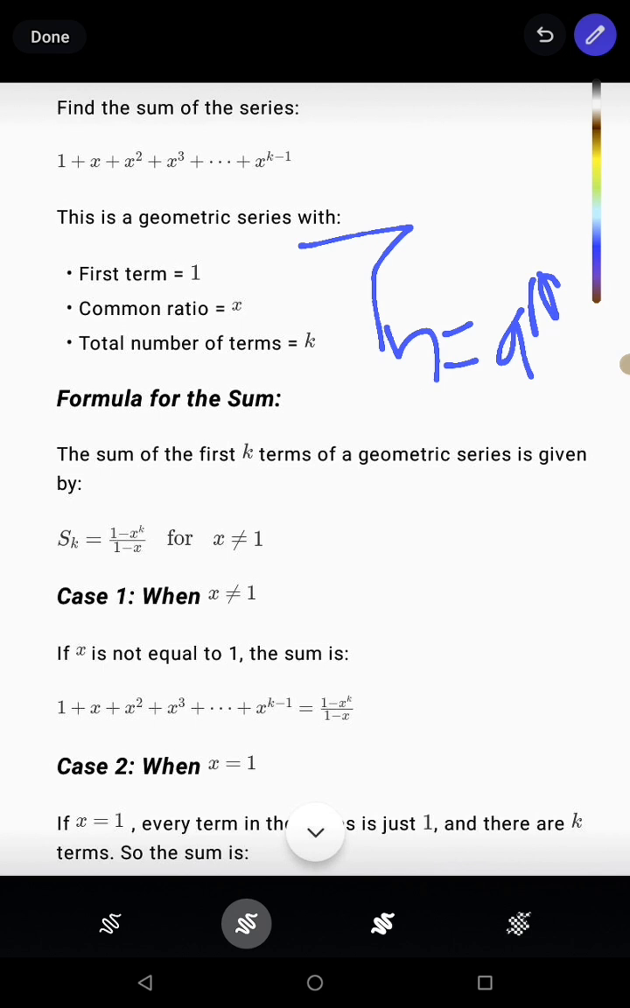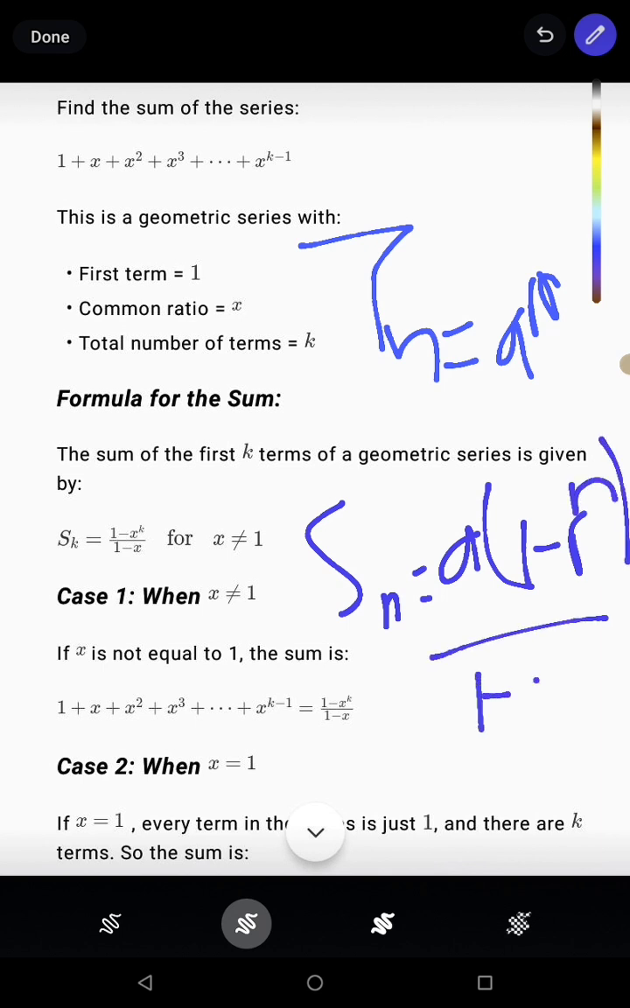When it is not equal to 1, then we use the formula. One thing here is that we don't know if it is greater than 1 or less than 1. So for the kth term, we use the formula Sn equals a into bracket 1 minus r raised to power n over 1 minus r. That's what we use. Our first term is 1.